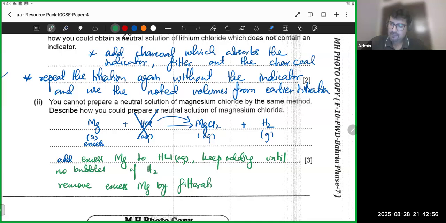Now your solution would only have the salt. That is the only thing that's going to be present. And he didn't ask for crystallization because he just wanted a solution of magnesium chloride. So you're going to stop over here because the last part would have been crystallization, which we're not going to go into.